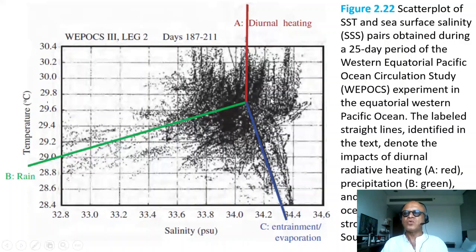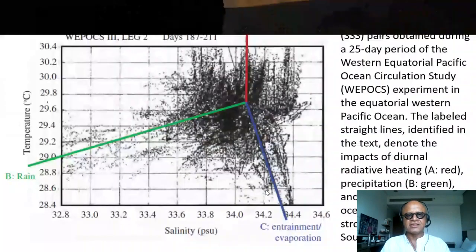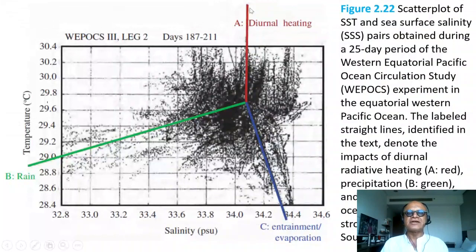Nonetheless, if you just start with this Western Equatorial Ocean Circulation study that was part of the TOGA COARE from 1990, you can see that this is showing temperature and salinity, which is typically what we look for in the ocean. And you can see that they have identified these various axes along which data scatter. And here is the diurnal heating, which obviously for a given salinity increases the surface temperature.